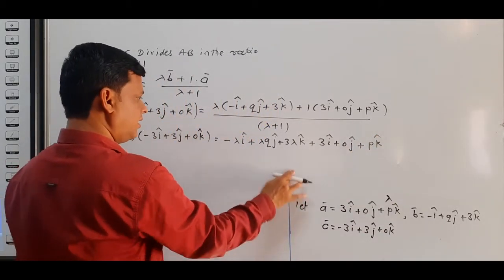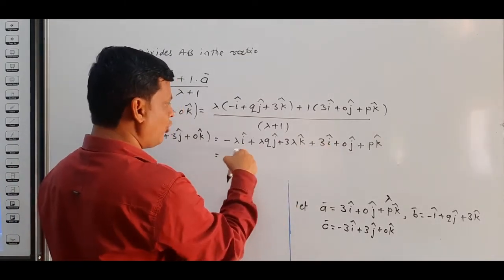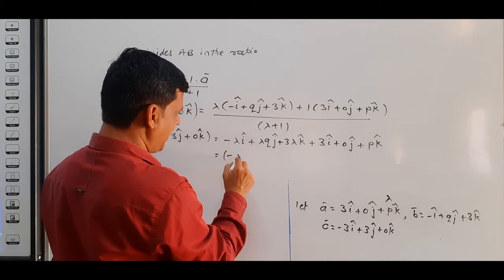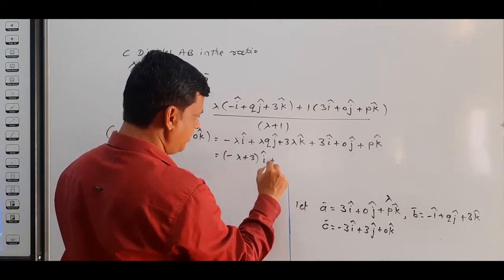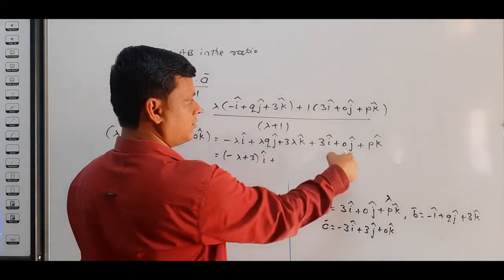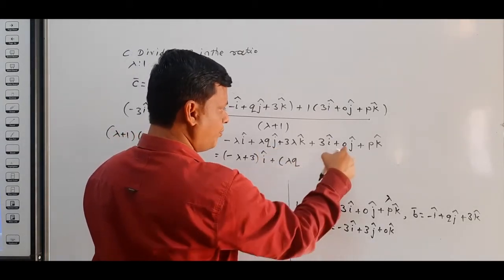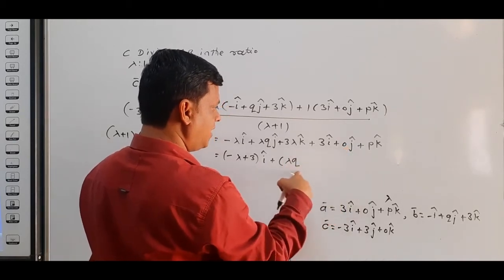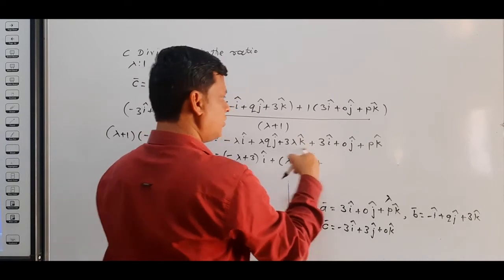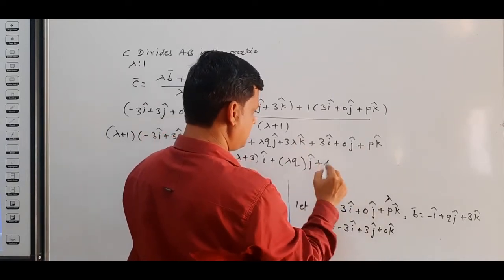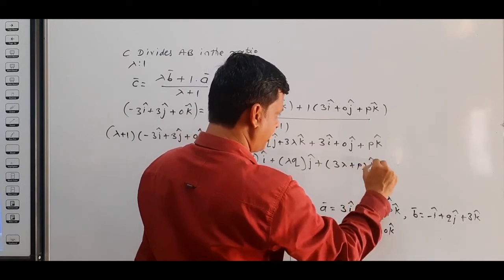Now see the like terms. We take i cap common. So we write (-lambda + 3) i cap plus, see the coefficient of j. We write lambda q plus 0, so we write only lambda q j cap plus, see the coefficient of k. We write (3 lambda + p) k cap.